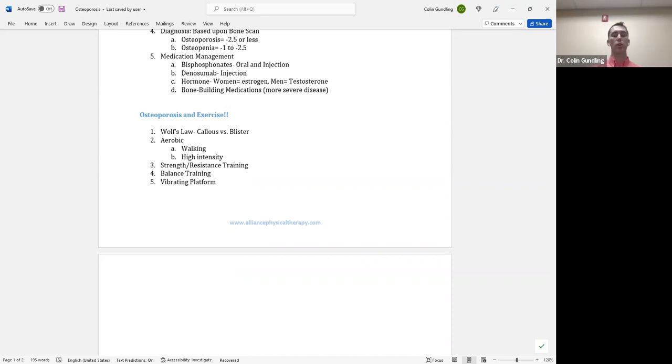So those are the general categories that you can approach from: high intensity aerobic training, strength or progressive resistance training, balance training, and then vibrating platform training, which isn't just standing on the platform. It's actually sustaining some exercises while you're on the platform. So then I'm going to switch back to the Chrome.